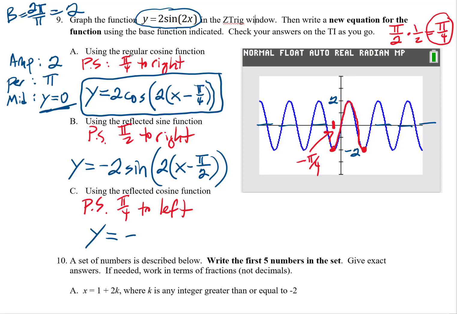I'm going to have a negative for the reflection. All the other information stays the same, and then in here I'll have a plus pi over 4, since my C value is negative pi over 4.